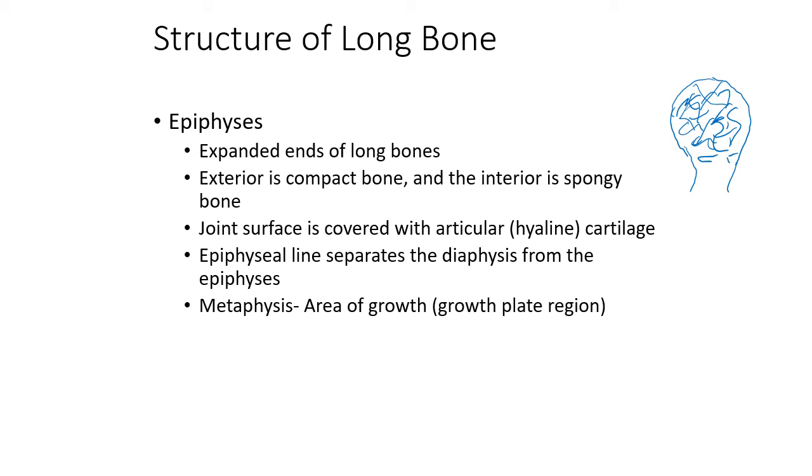And then the compact bone starts to become thicker as it moves down into the diaphysis. Where the epiphysis and the diaphysis join together, in the adult, we're going to see what's called the epiphyseal line or the epiphyseal scar. This is also referred to in growing bone as the metaphysis. And so this is where the bone is growing from at that point. So this is the growth plate of the bone.